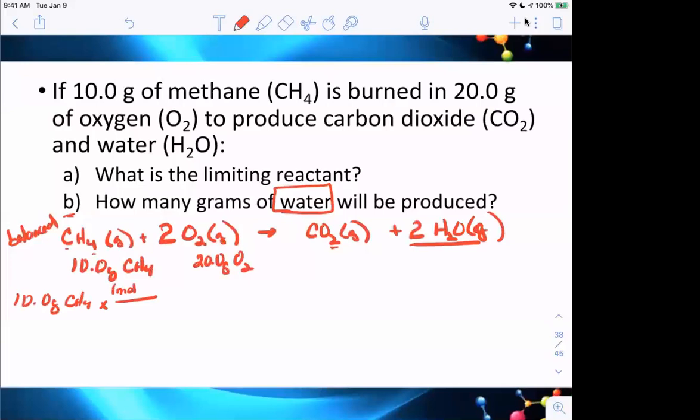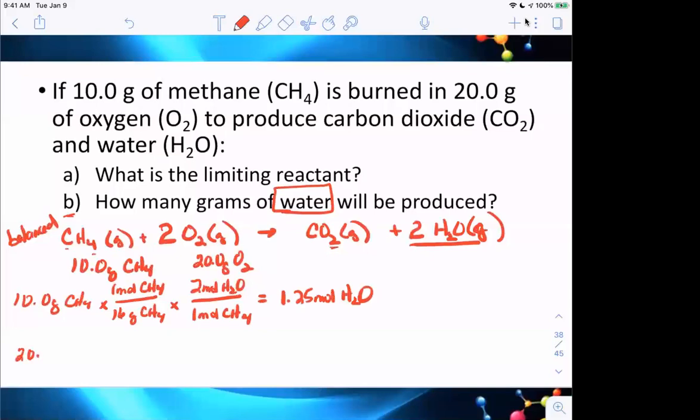For every 1 mole of CH4, I have 12 plus 4, 16 grams of CH4. For every 1 mole of CH4, I make 2 moles of H2O. So if I stop here, like we did in the example before, what I get is 10 times 2 divided by 16. That gives me 1.25 moles of H2O that can be produced from that 10 grams of methane.